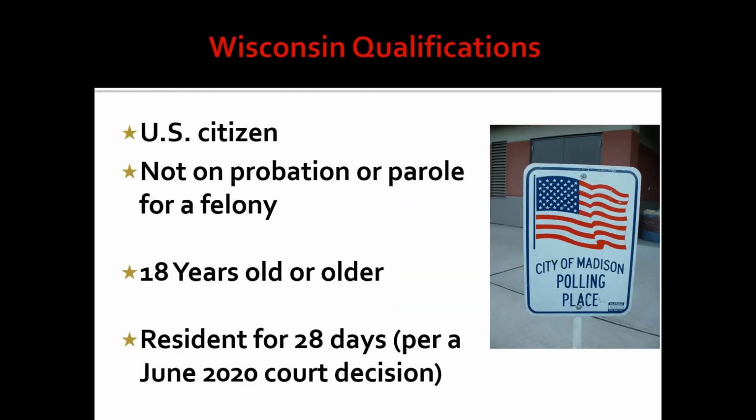In Wisconsin, a voter must be a U.S. citizen, not on probation or parole, 18 years old, and a resident for 28 days. If you move within Wisconsin less than 28 days before the election, you vote at your old polling place.